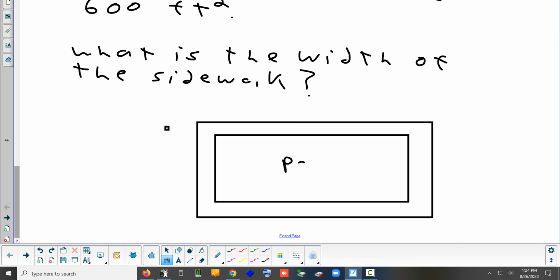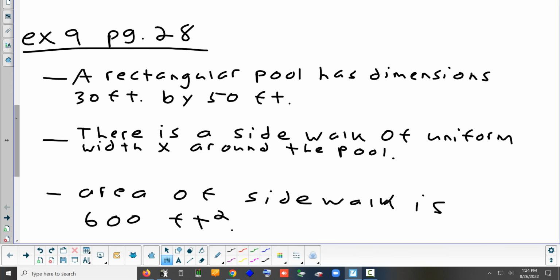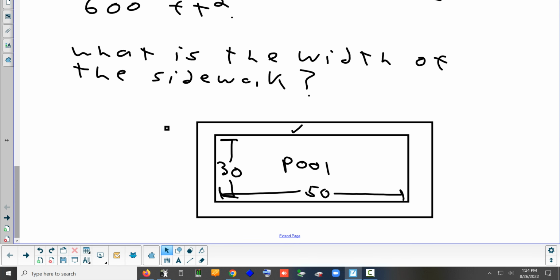So here's my pool. And the pool was 30 by 50. From there over to there. The pool itself is 30 by 50. What does it say the width of the sidewalk is? X. So, I'm not going to mark it everywhere, but that width of the sidewalk is X all the way around.